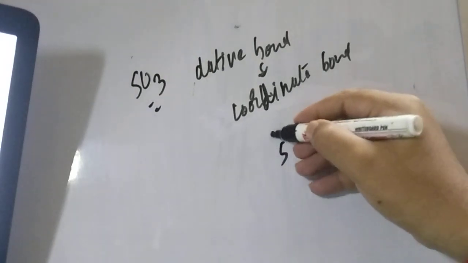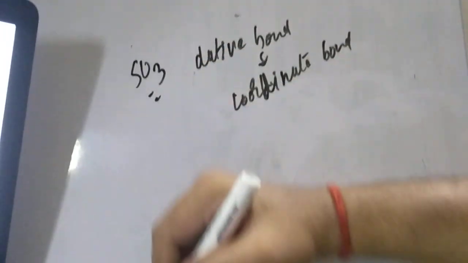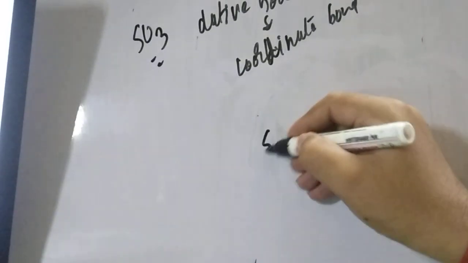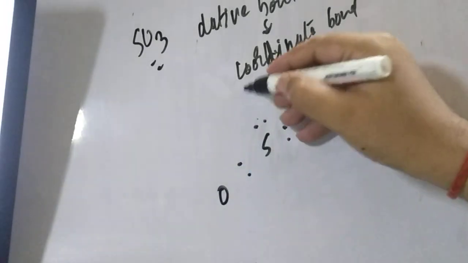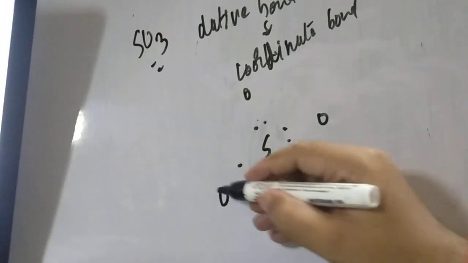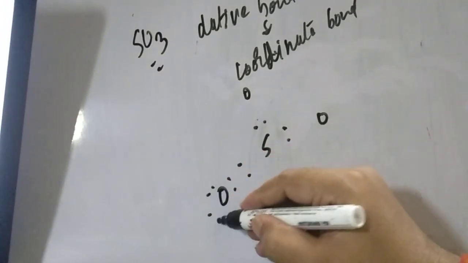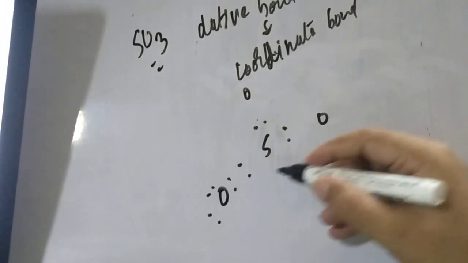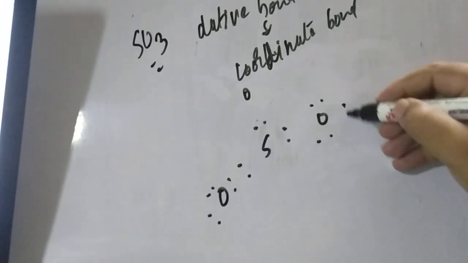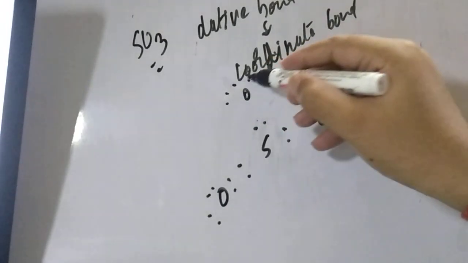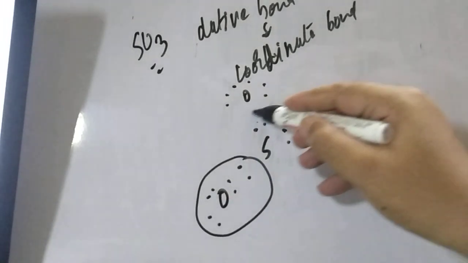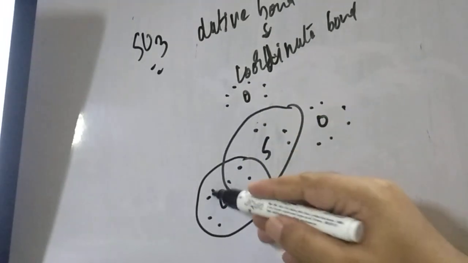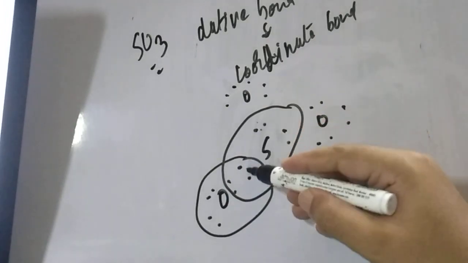Here, if you talk about sulfur, how will you draw the structure? Sulfur is there, and there are 2 lone pairs, 2 lone pairs, 2 lone pairs. How many oxygens are there, students? 3 oxygens. Each oxygen has 6 electrons. Now you complete the octet: this oxygen is completing the octet and this sulfur is completing the octet. So 2, 4, 6, 8; 2, 4, 6, 8.